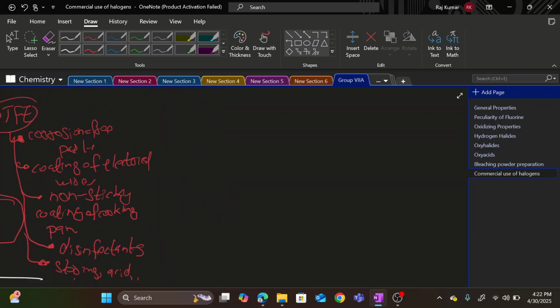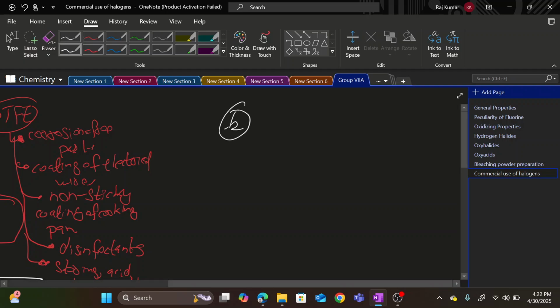Apart from that, we have iodine. Iodine itself is important for the human body because it is used for normal metabolism. We basically take iodized salt, which is salt containing minerals such as potassium iodide, sodium iodide, so that it can be used for normal metabolism of the body. And if it is not present, then it can cause a condition known as goiter.